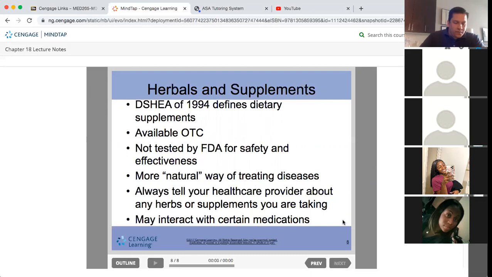Under the Dietary Supplement Health and Education Act 1994, DSHEA, Congress defined the term dietary supplement as a product taken by mouth that contains a dietary ingredient intended to supplement the diet.